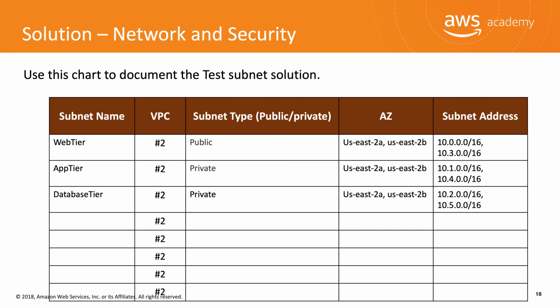And there is the second VPC. This is for the test subnet solution. We can see that the format is very similar, except their availability zones are different. This is obvious.